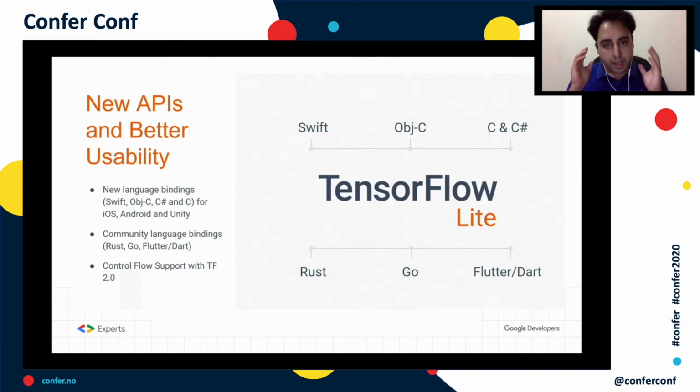So if you are an iOS developer, you can use TensorFlow Lite using Swift or Objective-C. And if you are a game developer who uses C# in Unity, you can also use TensorFlow Lite there. And similarly, with this new addition, you can use TensorFlow Lite on Rust, Go, and even Flutter, which enables you to develop cross-platform native mobile applications.